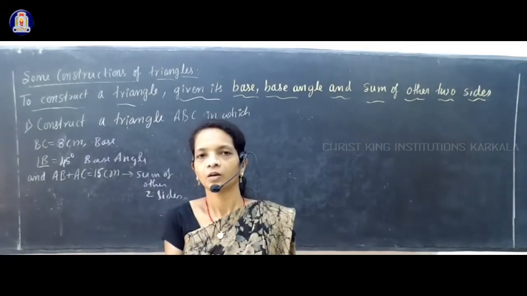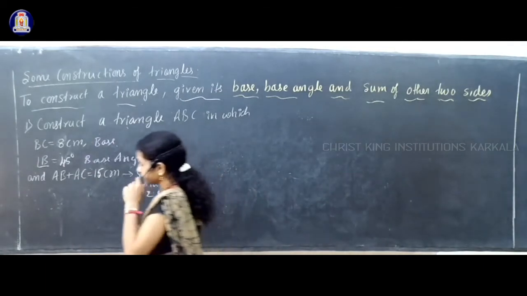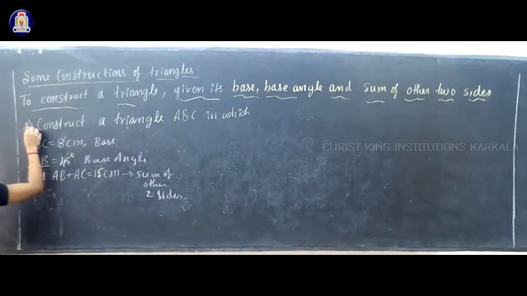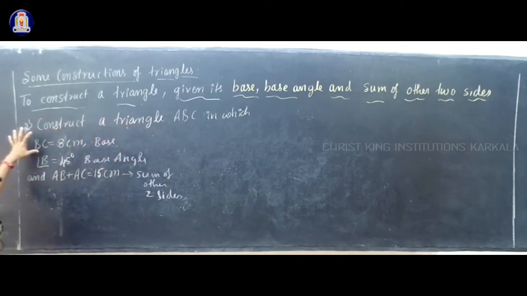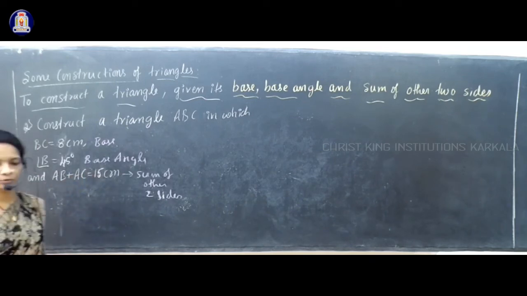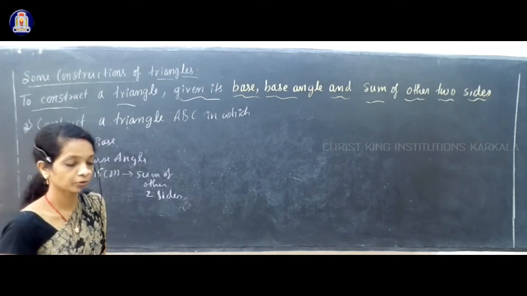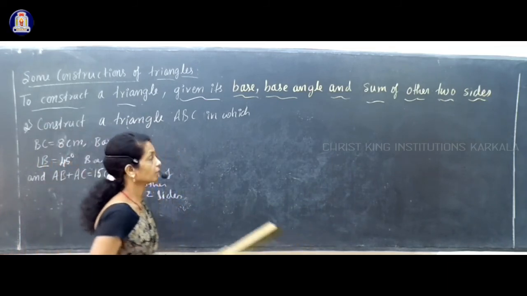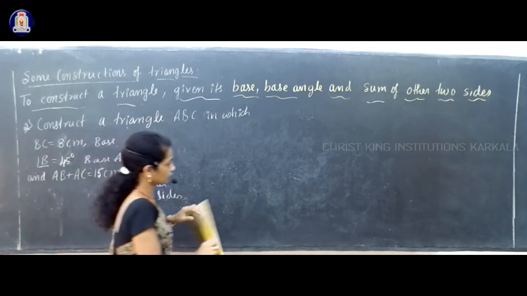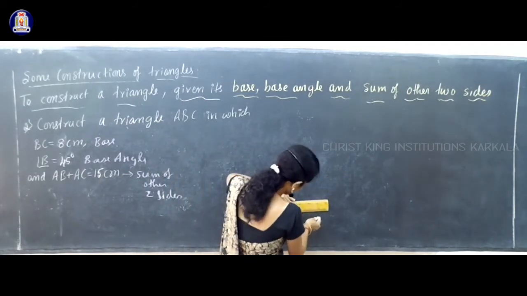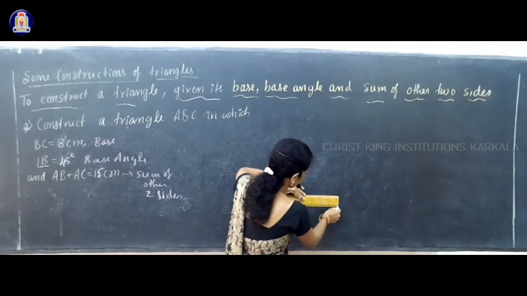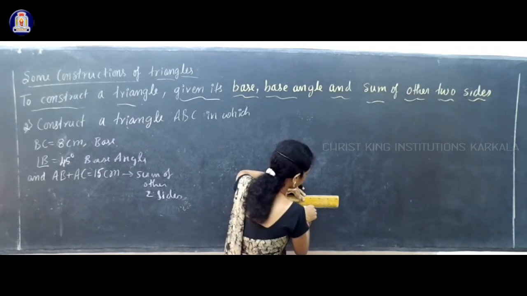Okay, thank you. Next, the second problem is to construct a triangle of the same type. Construct a triangle ABC in which BC is 8 cm, that is the base, angle B is 45 degrees, the base angle, and AB plus AC is 15 cm, the sum of the other two sides. First you have to draw the base. Base is 8 cm, so draw one horizontal line of length 8 cm.